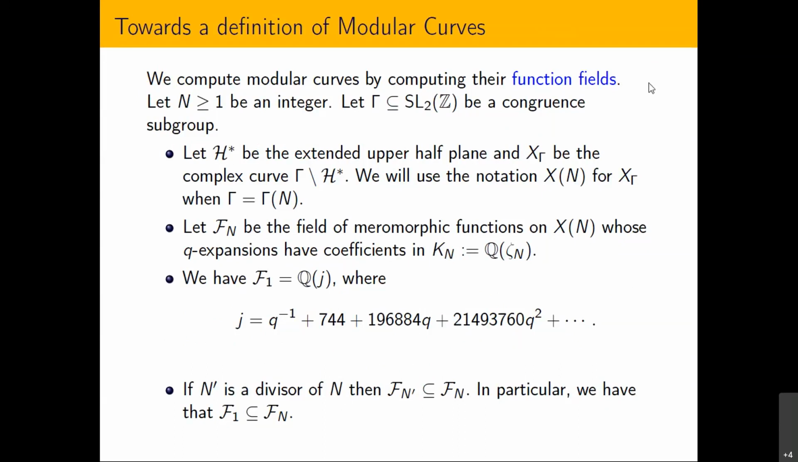And H upper star is the extended upper half plane, and X sub gamma is the complex curve, gamma acting on the upper half plane. When gamma is the principal congruence subgroup, we use the notation X_N for this complex curve. Okay. So if I take the set of all meromorphic functions defined on this surface X_N, such that all the coefficients of its q-expansions lie in the Nth cyclotomic field, then that is a field. I have a field of meromorphic functions, and I call that F sub N.